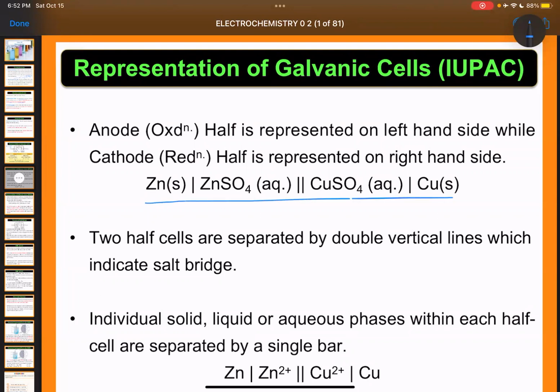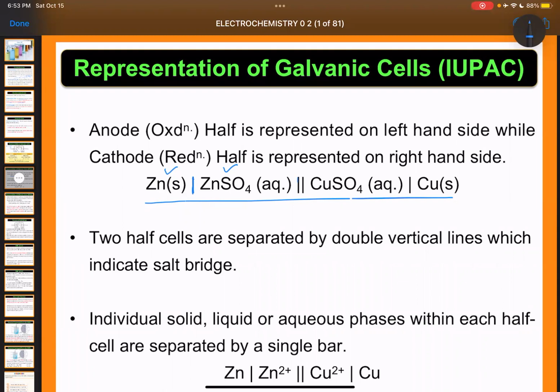Clear? So you will represent the cell by writing the anode on the left hand side and the cathode on the right hand side. Zinc is changing to zinc sulfate. What does this vertical line represent? This represents two different phases. Zinc is solid and zinc sulfate is in aqueous medium, so you are going to put the vertical line.